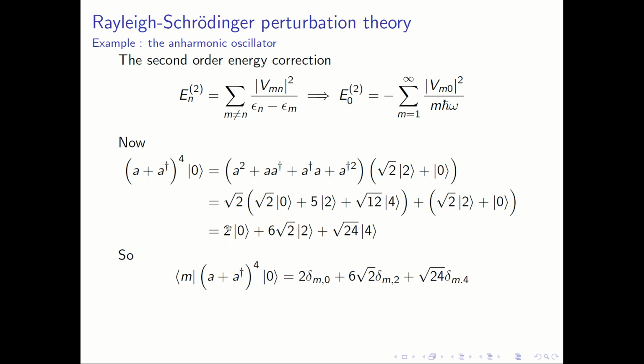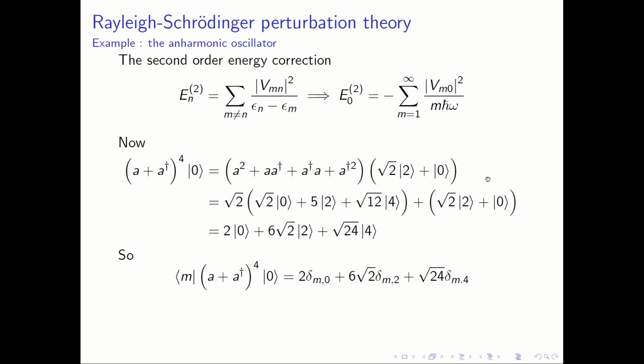So if m is 0, this is the term which will contribute, plus 6 root 2 times delta m2 plus root 24, this factor, times delta m4. So there are only 3 values of m for which this particular matrix element does not vanish, namely m equals 0, m equals 2 and m equals 4, of which m equals 0 does not appear in our calculation. So we are only interested in m equals 2 and m equals 4.